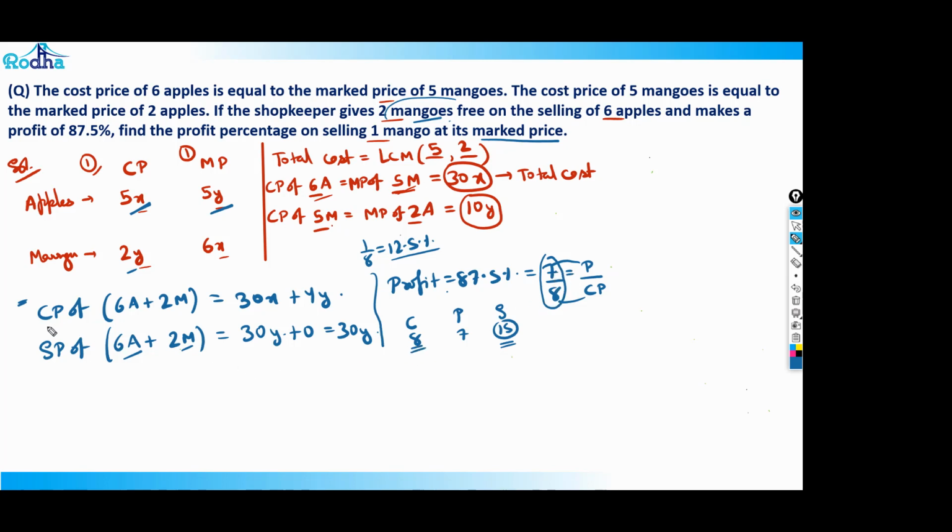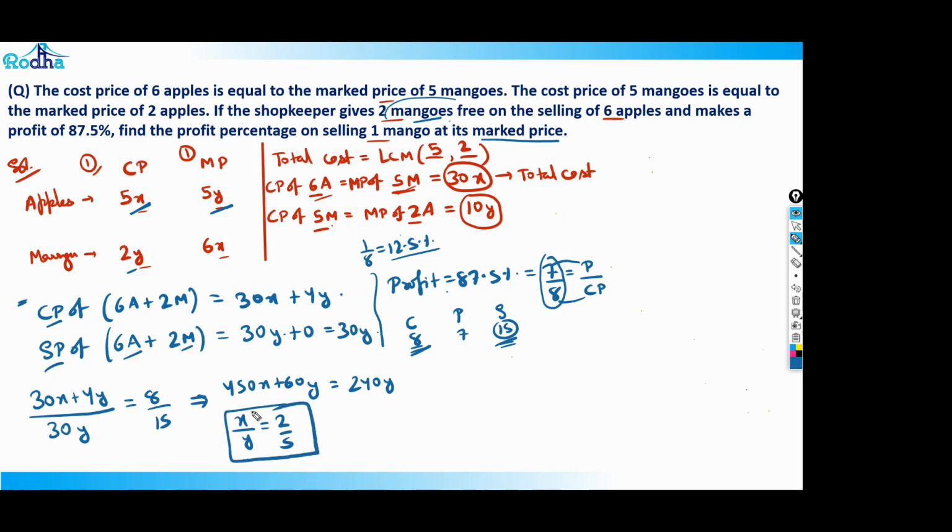The ratio of CP by SP here is (30x + 4y) upon SP 30y. What is the ratio of CP by SP? 8 by 15. So it is equal to 8 by 15, right? Once you solve this, you'll be getting the values. So let's say I solve this, I'll be getting what? 450x + 60y will be equal to 240y. That means x by y will be equal to 2 by 5. That's what we got here, x by y as 2 by 5.